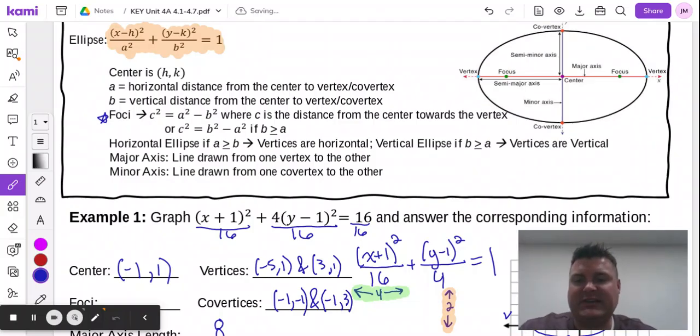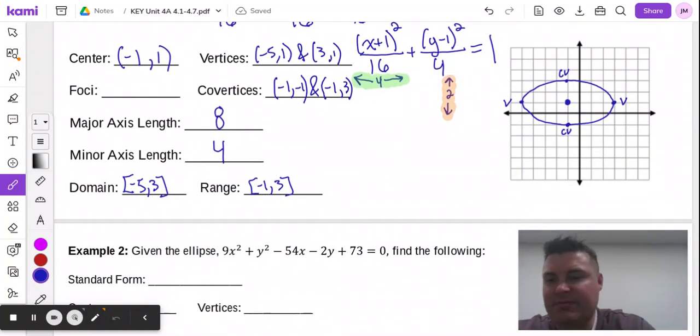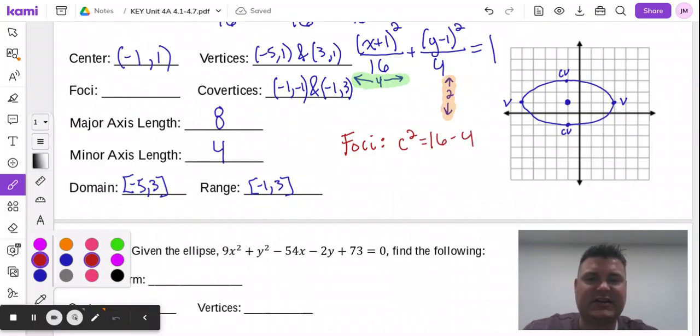C squared equals A squared minus B squared, or B squared minus A squared, whatever one's bigger. So since we have A squared larger, we're going to do A squared minus B squared. So for foci, I'll make a little note right here so you know I'm doing foci. We're going to do C squared equals 16 minus 4, because the A squared is 16, the B squared is 4. So C squared is 12.